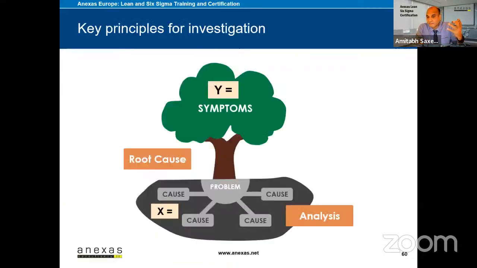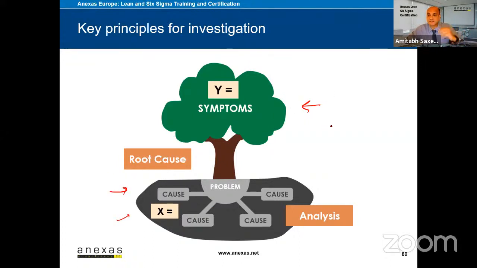And once we have got the charter, now in the measure phase, you start collecting the data. You look at the symptoms. What is the symptom? What is the output? Output measures, outcome measures. And these are the X factors.